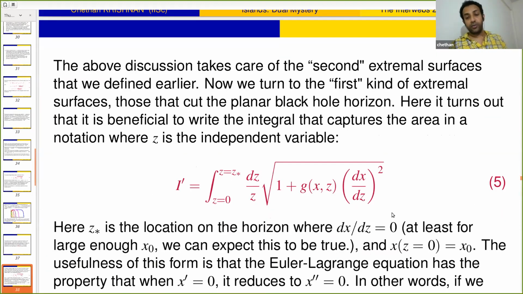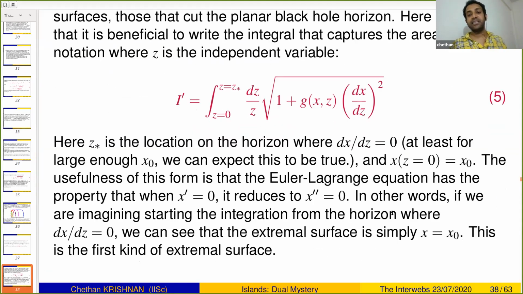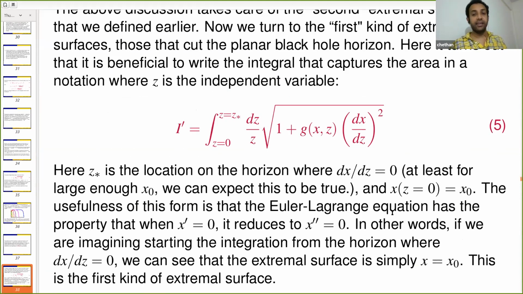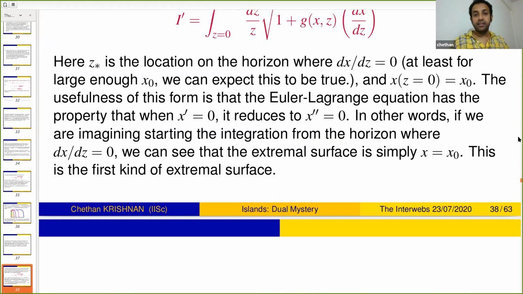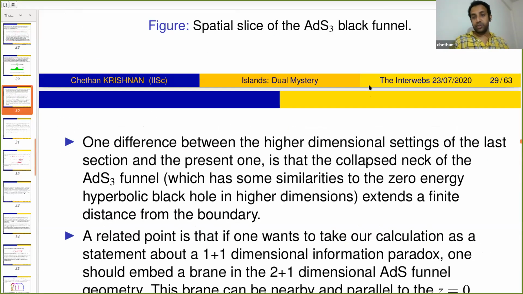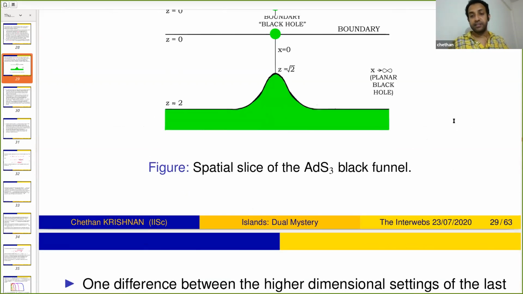Of course we also have to have this trivial other kind of extremal surface, and for it, it is slightly better to write your integral in a slightly different way, treating the independent variable differently. Then you can easily show that any vertical line, at least near the asymptotic region, that cuts this thing is actually an extremal surface. So that's precisely the first kind of extremal surface.